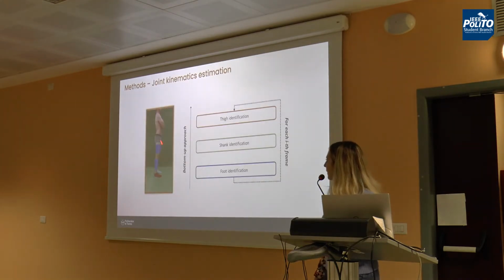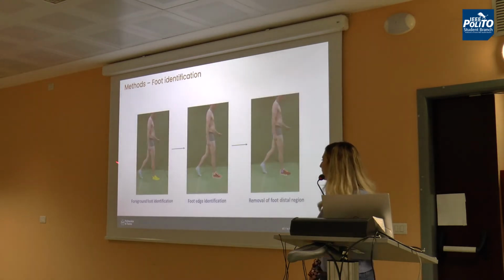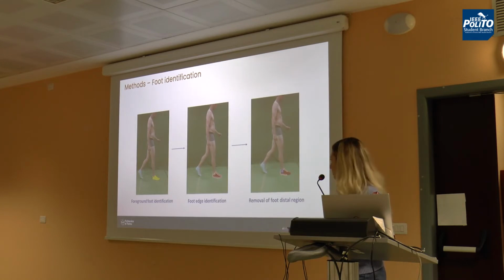After the identification of this model, it's possible to track all these points in all frames of the gait cycle. I use a bottom-up tracking approach, starting from the foot and arriving at the identification, of course, for each frame of the gait cycle. It's possible to identify the foot, as I said before, by using a color filter.